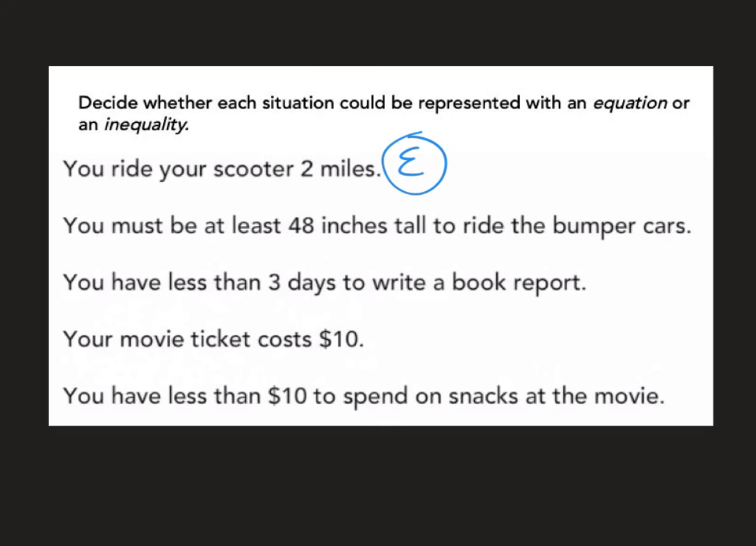You must be, and here's the key, at least 48 inches tall to ride the bumper cars. That means that you have more than one possible answer, more than one possible solution. It could be 48, it could be 49. So that means it's an inequality. If it has more than one possible solution, it's an inequality. So we'll put an I.